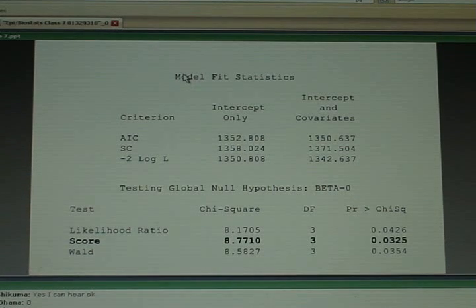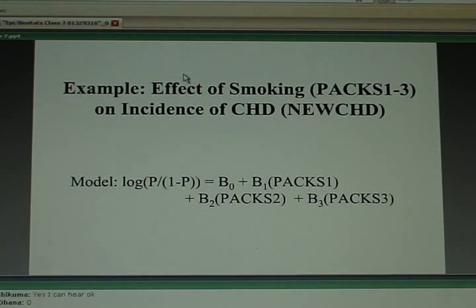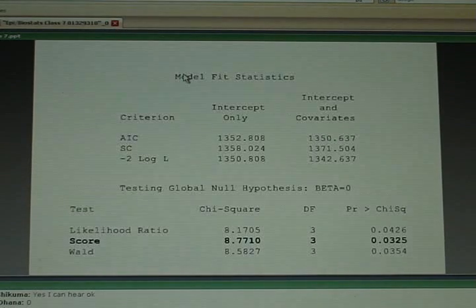The global null hypothesis means that all the risk factors in the model have coefficients equal to 0. Well, in this particular model, we only have one risk factor, smoking. But remember, the way we represented smoking, if I go back to the model, is we represent it by having 3 variables here, packs 1, packs 2, and packs 3. So now the global null hypothesis is testing that the coefficient B1 and the coefficient B2 and the coefficient B3 are all equal to 0, that none of these factors, packs 1, packs 2, or packs 3, are important. So now we're testing a global null hypothesis.